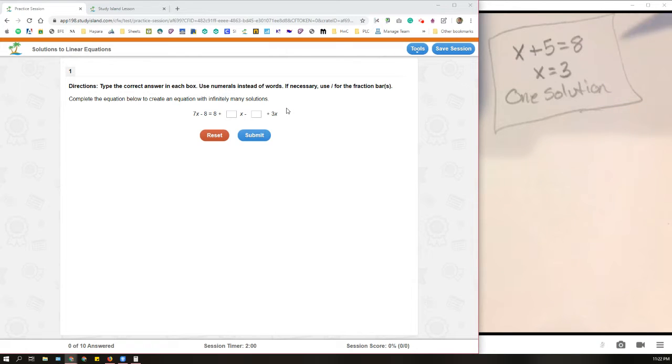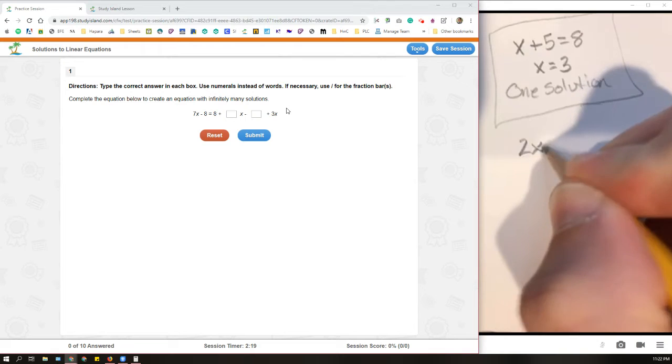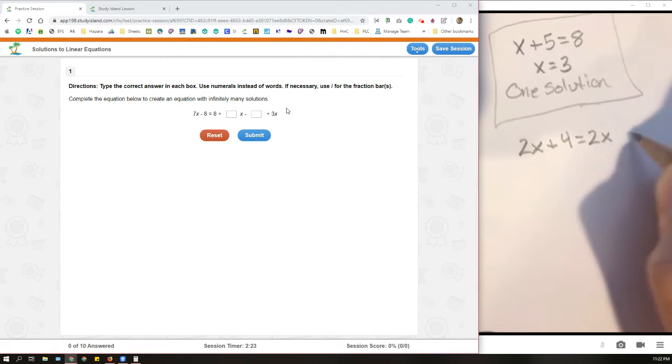Now, in the type of equations that you're being asked to work with right now, you're not going to get more than one solution unless it's infinite solutions. So what does that mean? What do you get with infinite solutions? Well, let's do a new equation. Let's say I have 2x plus 4 equals 2x plus 1 plus 3.